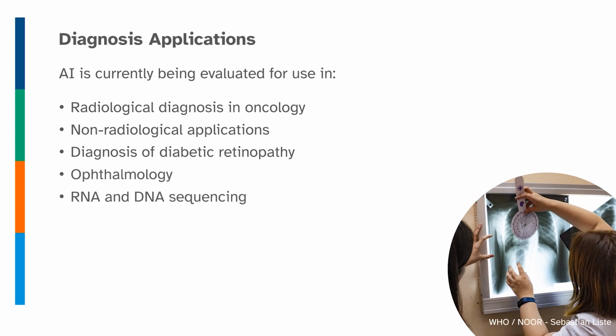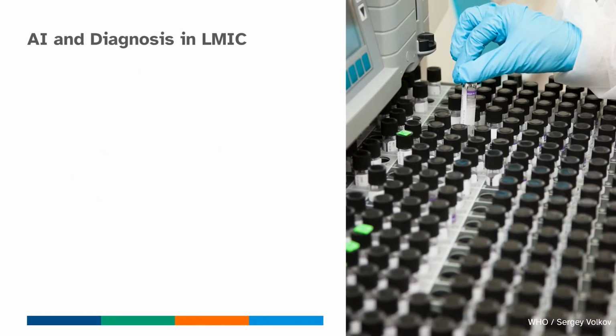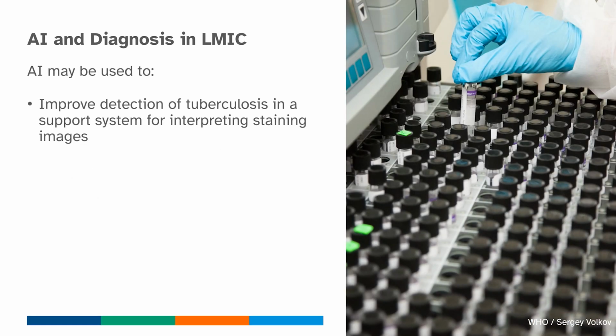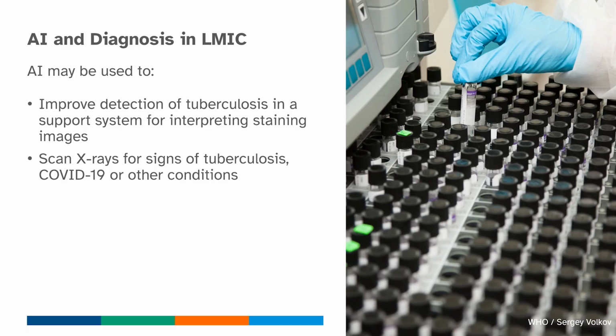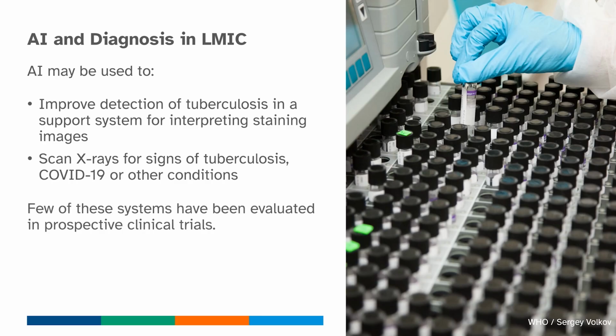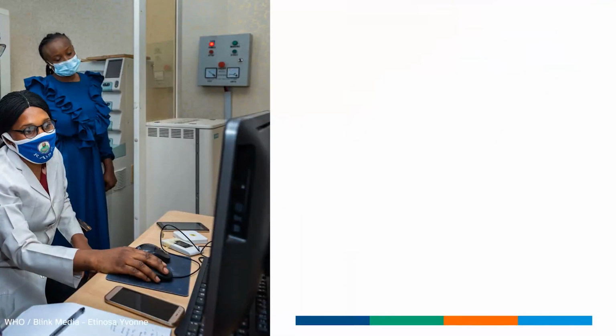In low and middle-income countries, for example, AI may be used to improve detection of tuberculosis in a support system for interpreting staining images, or to scan X-rays for signs of tuberculosis, COVID-19, or other conditions. However, few of these systems have been evaluated in prospective clinical trials.